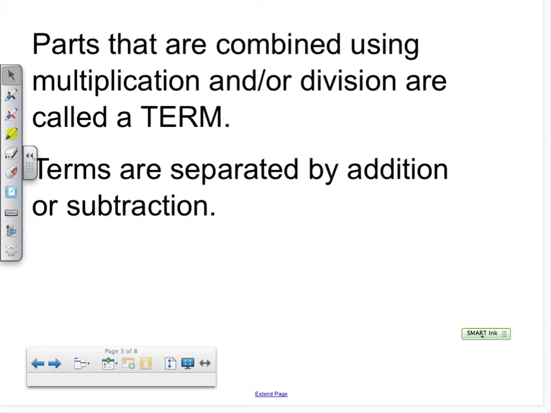Okay? Parts that are combined using multiplication and or division are called a term. So some examples of terms: 3x, that's called a term because it's a number and a variable combined by multiplication or division. All right? If you have more than one term together, you can combine them by addition and subtraction. So 4x squared plus 5x minus 7, that would be an example of 3 terms.